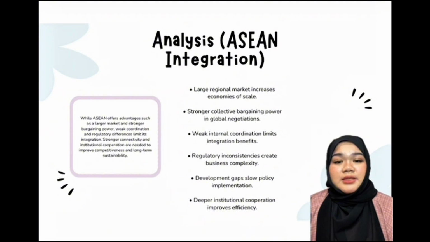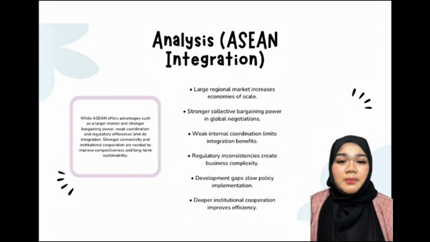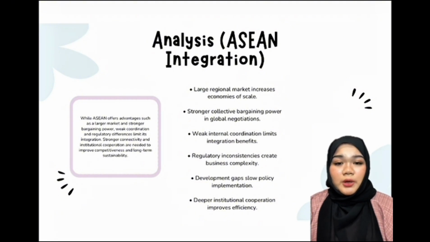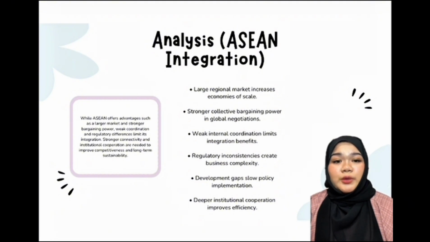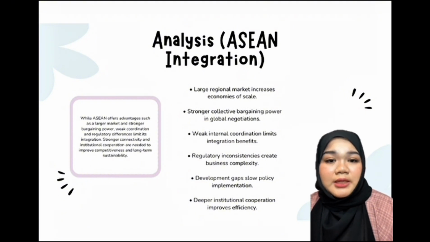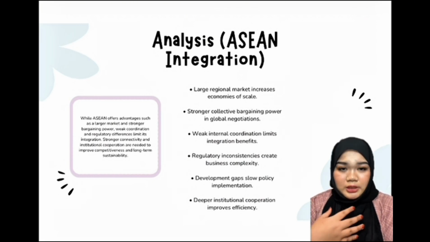However, there are also several challenges. One of the main issues is weak internal coordination among member countries, which can limit the effectiveness of regional cooperation. In addition, regulatory inconsistencies between countries can create complexity for businesses operating across borders. There are also development gaps between Asian countries, which can slow down the implementation of regional policies. Therefore, stronger institutional cooperation is needed to improve efficiency and maximize the benefits of Asian integration.